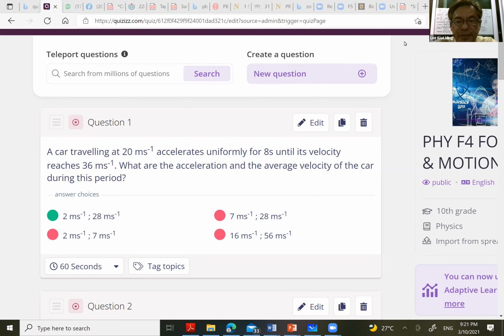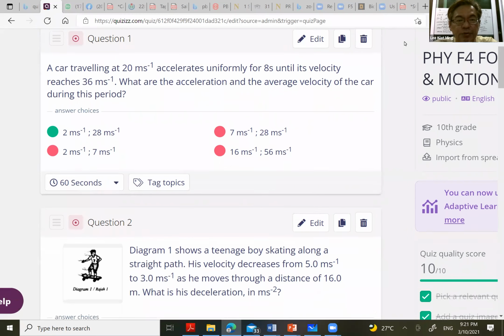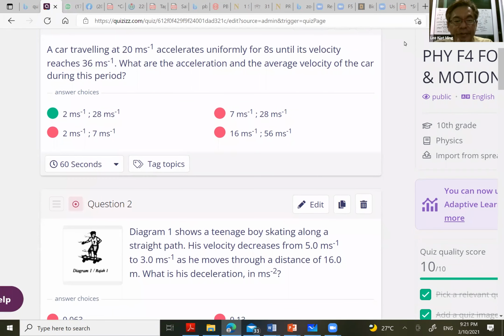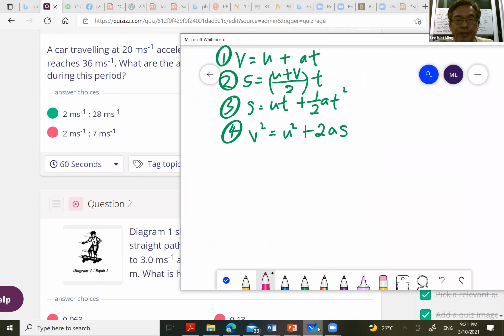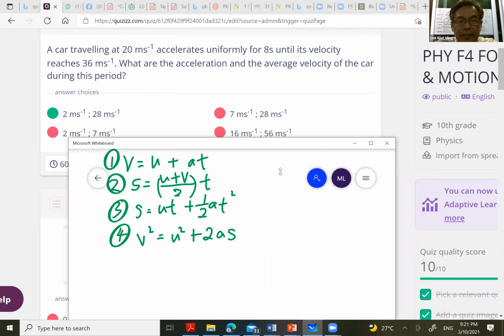For example, look at question number 1. You will see a car traveling at 20 meters per second accelerate uniformly for 8 seconds until its velocity reaches 36. What are the accelerations? This type of question, you need to apply the 4 formulas of equation. Let's write down what we know.